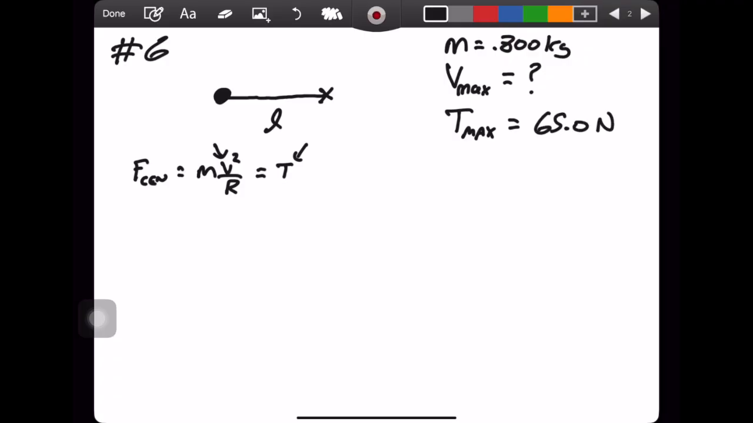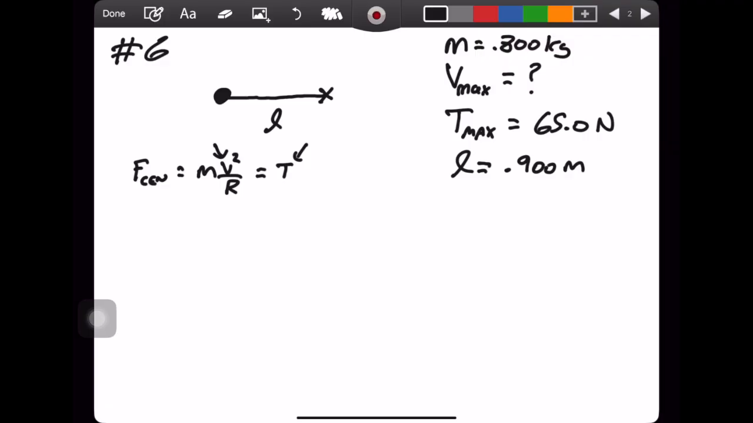Okay, and so we are also told that the string has a length, and that length is 0.900 meters. So that's in meters, tensions in newtons, masses in kilograms, so we're good. We don't have to do any conversions.